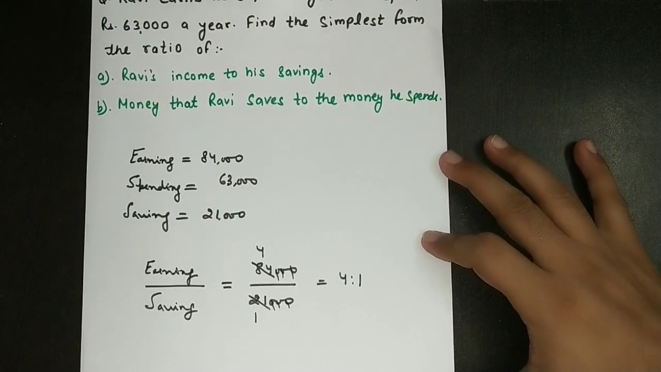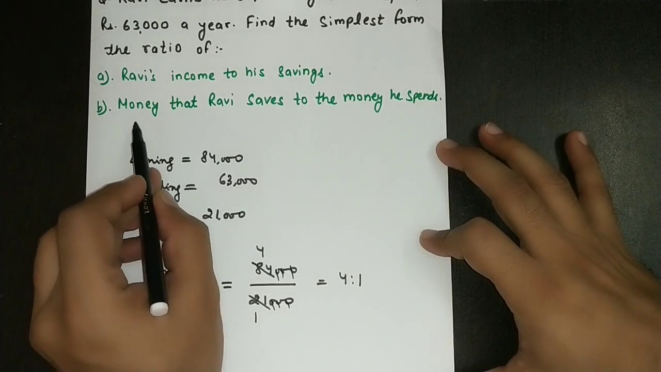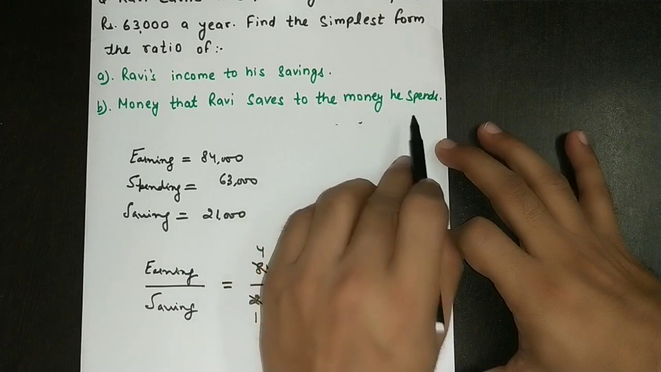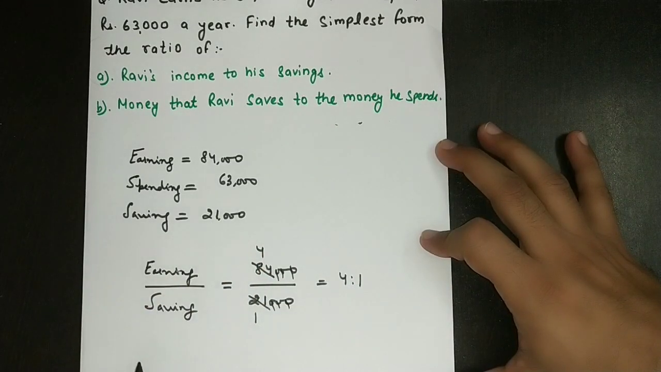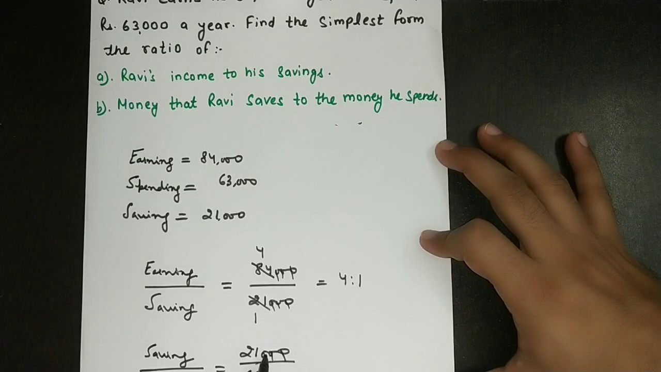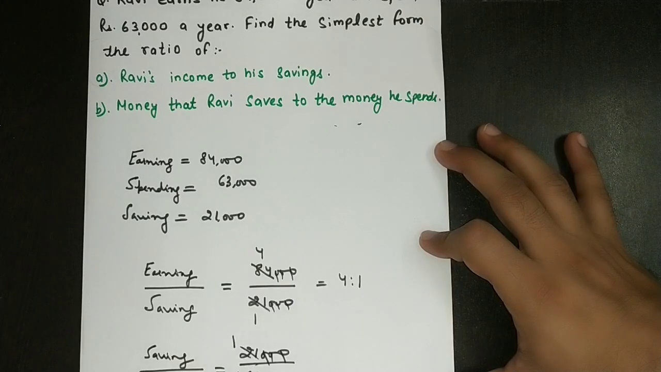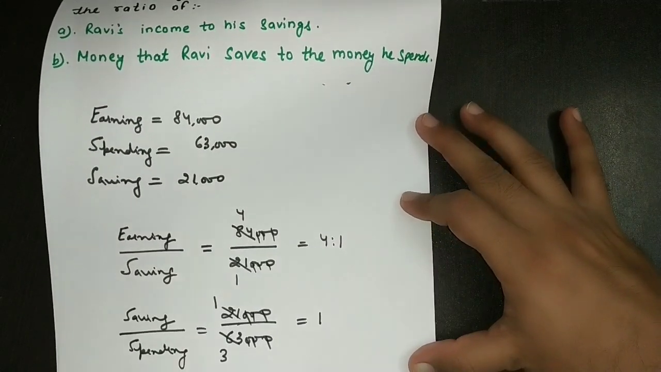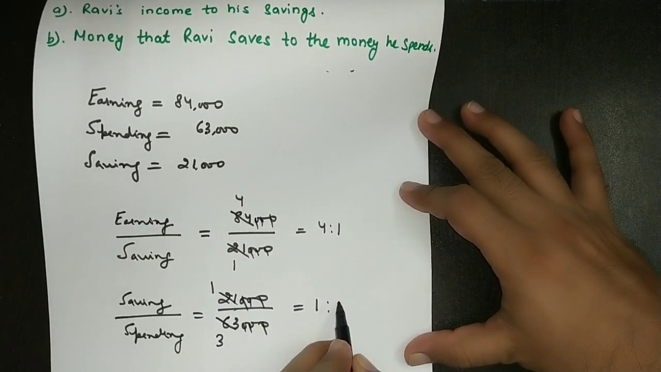Now let's go to the B part: money that Ravi saves to the money he spends. So his saving is 21,000 to his spending, 21,000 divided by 63,000. We'll cancel all zeros. Now 21 ones are 21, 21 threes are 63. Your answer is 1:3.